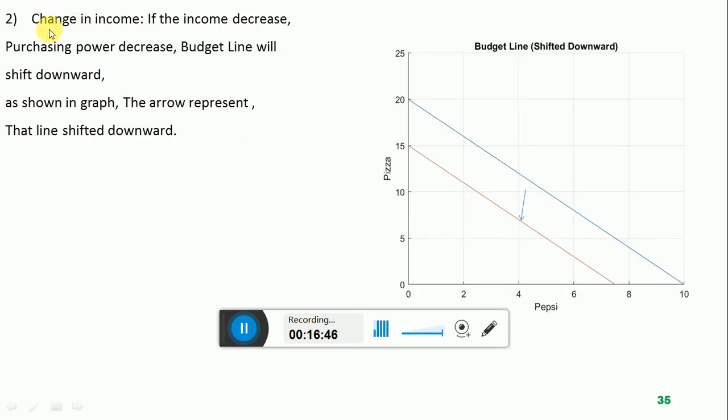The second factor due to which the budget line changes its position is change in income. If income of the people decreases, purchasing power will decrease, capacity to purchase will decrease, so the extreme points of the budget line will decrease and the budget line will shift backward. If the income decreases, purchasing power decreases, the budget line will shift downward as shown in the graph. The arrow represents the direction in which the budget line is shifting. Here income is decreasing, purchasing power of the consumer is decreasing. That is why the budget line is shifting backward.